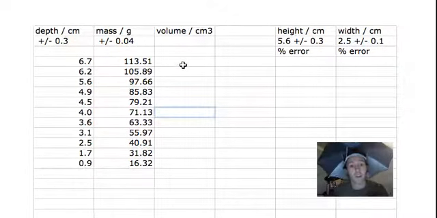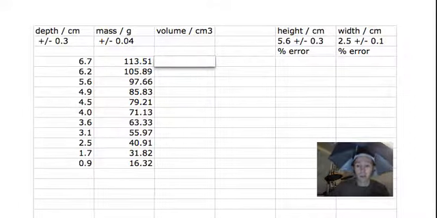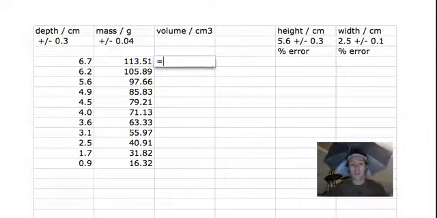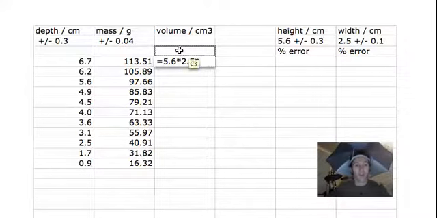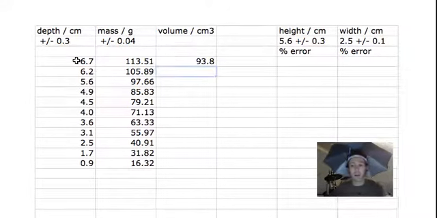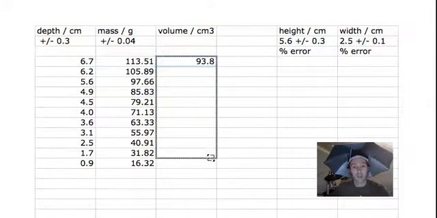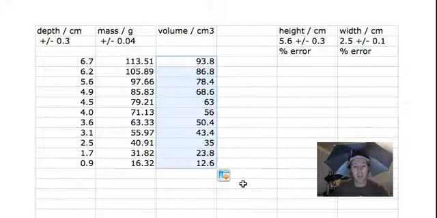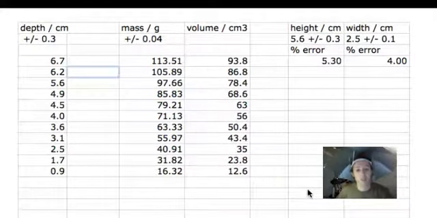So you need to put in a formula for volume. You're going to put in equals the height, which in this case is 5.6, times the width. Now you'll have your own values here, so don't put in mine. Times, and you'll reference this cell here. Boom. Then you should be able to fill down, and it gives you smaller and smaller volumes. So we can get the graph easily from this.